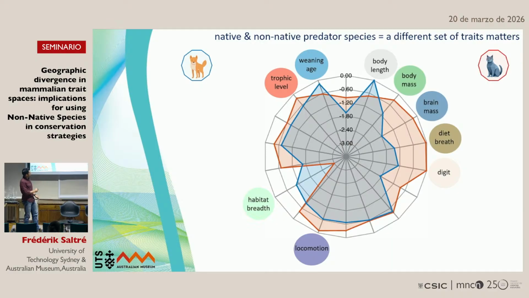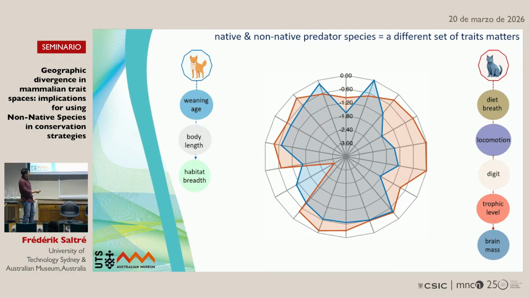If you simplify, those traits are the ones that matter in the comparison. Let's simplify even more. Those 3 traits are the ones that are important for the native species, and those 4 or 5 traits are the ones that are important for the non-native species. So we have wing age, body length, and habitat breadth for the native, and diet breadth, locomotion, digit numbers, trophic level, and brain mass for the non-native. Again, completely different traits. So we want to try to replace predators in Australia with species that actually have nothing in common.